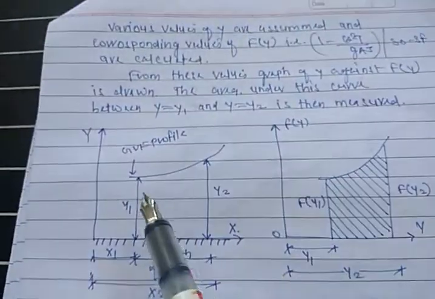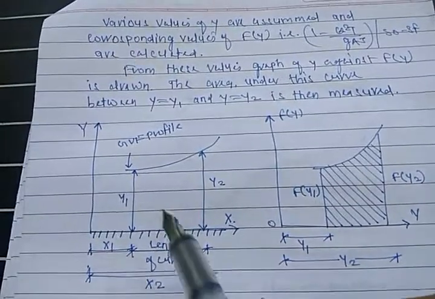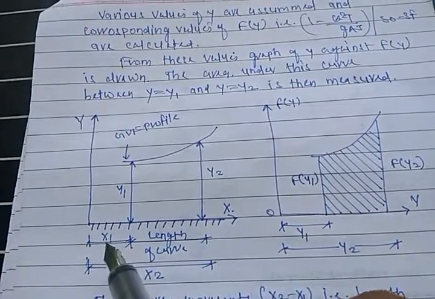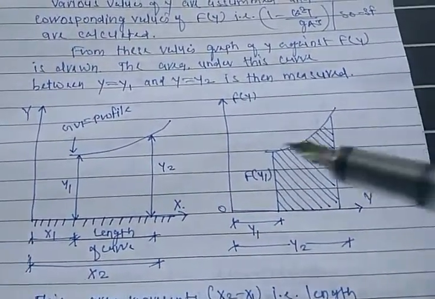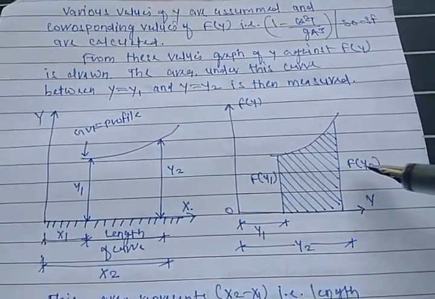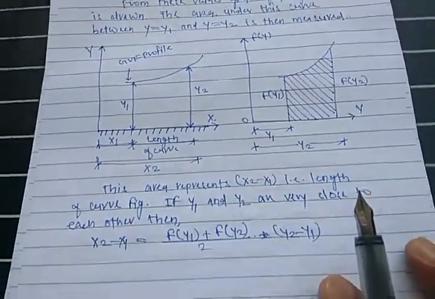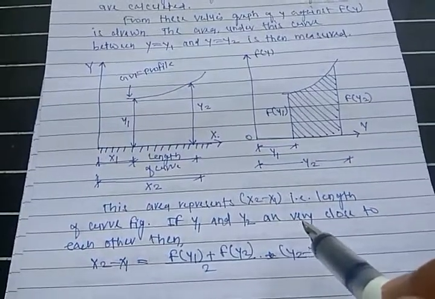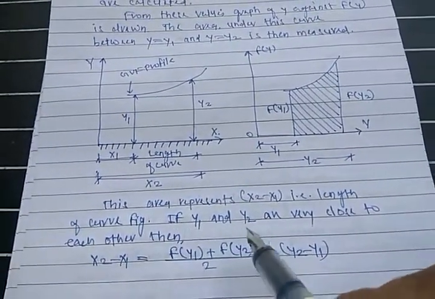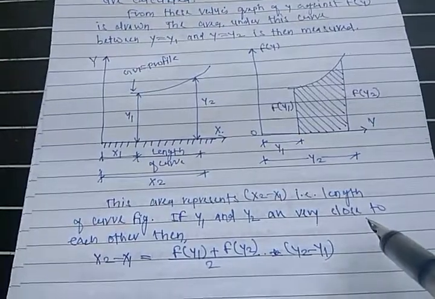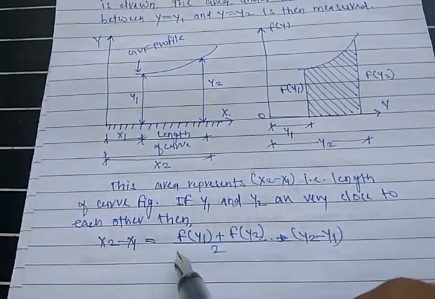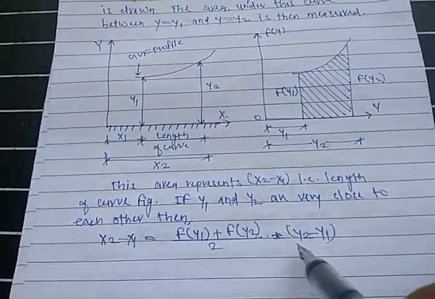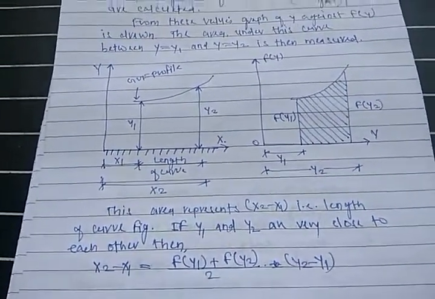So the curve is like this, the GVF profile. Here we have y1 to y2, and this is f of y1 and f of y2. Now this area represents x2 minus x1, that is, the length of the curve. If y1 and y2 are close to each other, then x2 minus x1 can be found this way: (f of y1 plus f of y2) by 2 into (y2 minus y1).